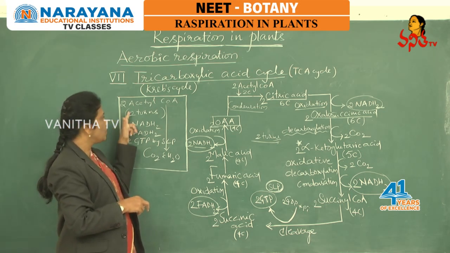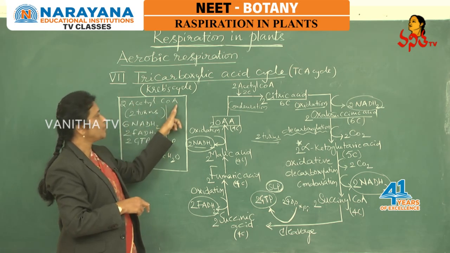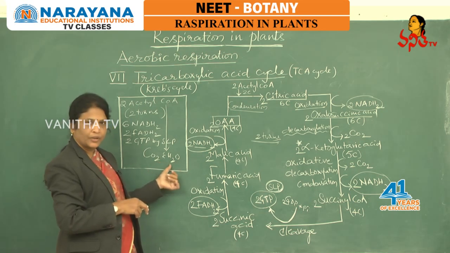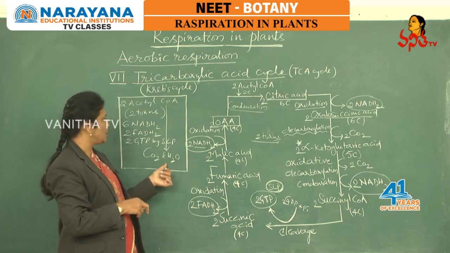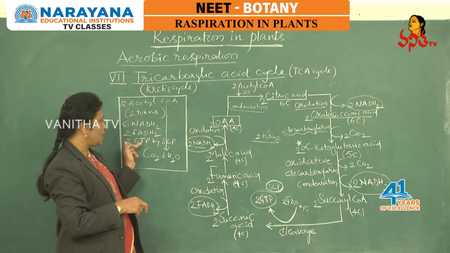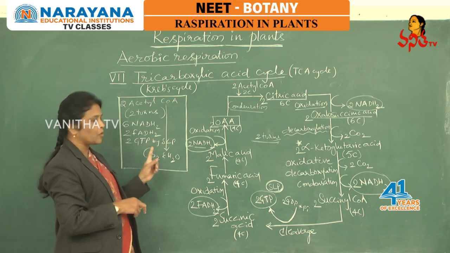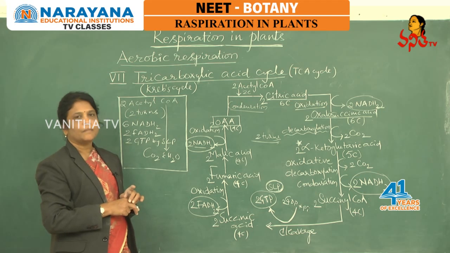If 1 glucose is involved in aerobic respiration in the form of 2 acetyl coenzyme A molecules completely broken down into carbon dioxide and water, then in the Krebs cycle reactions 6 NADH2, 2 FADH2 and 2 GTP molecules are added to the mitochondrial matrix.